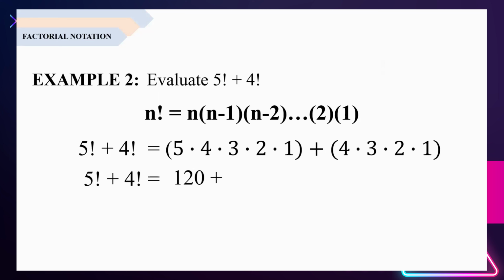plus 4 times 3 times 2 times 1 is 24. Therefore, 5 factorial plus 4 factorial is equal to 120 plus 24 is 144. Thus, the sum of 5 factorial and 4 factorial is 144.